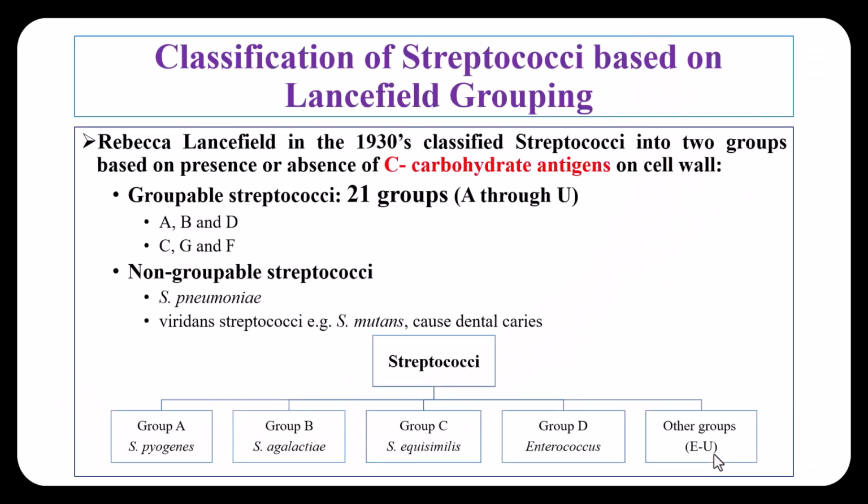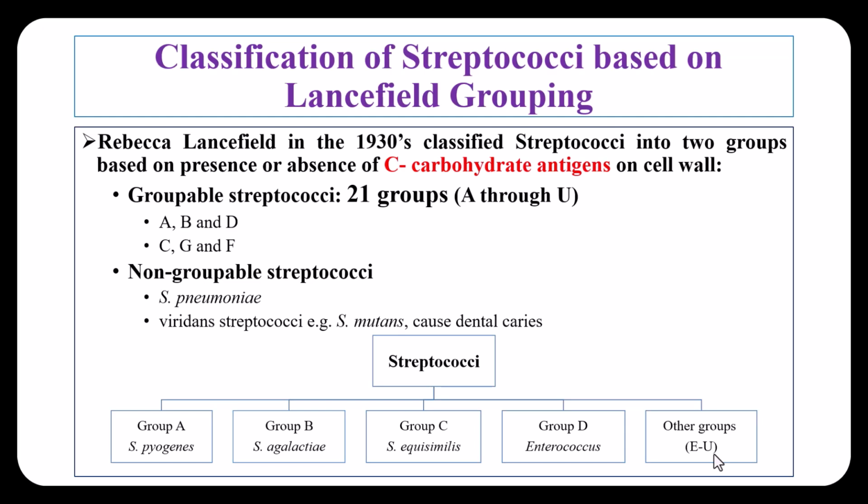Now, another classification of the streptococci is according to the presence or absence of C-carbohydrate antigen on the cell wall. Rebecca Lancefield classified streptococci into two groups according to the presence or absence of this antigen on the cell wall. That's why we call it the Lancefield grouping. The first group is groupable streptococci, which means they have the C-carbohydrate antigen on the cell wall.